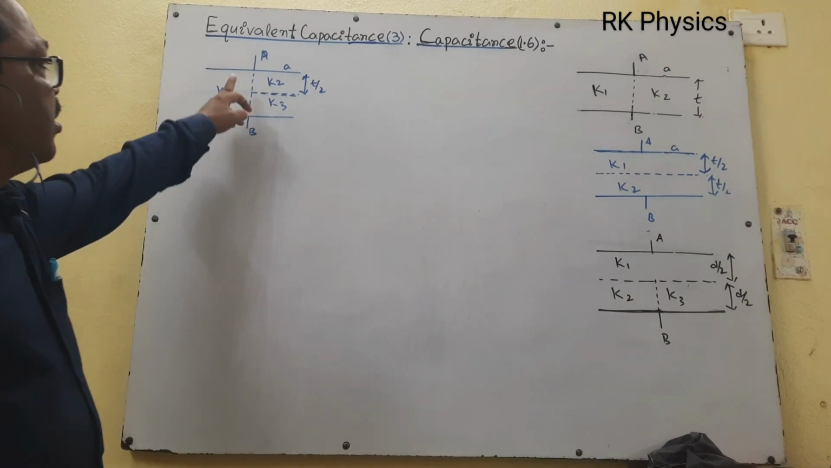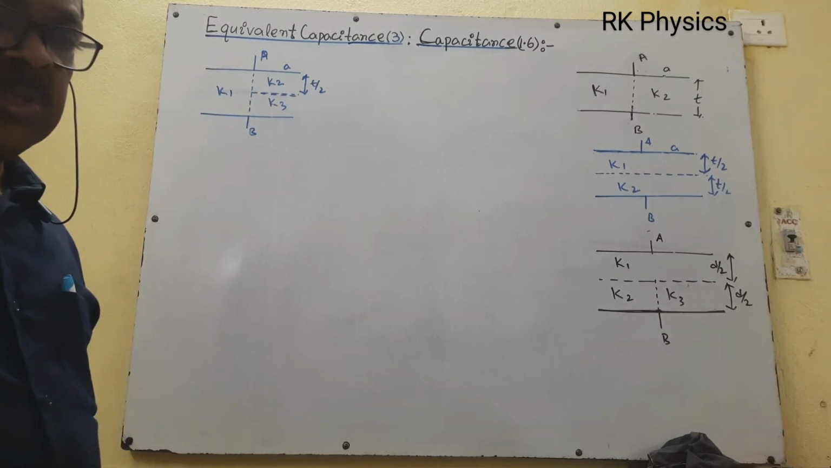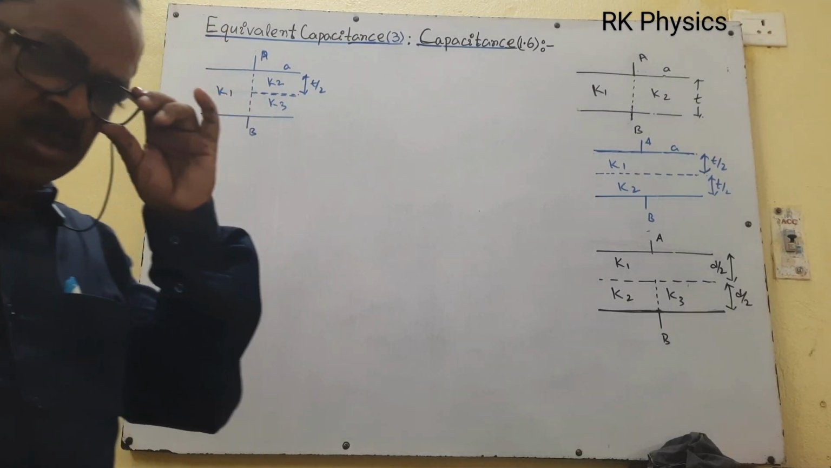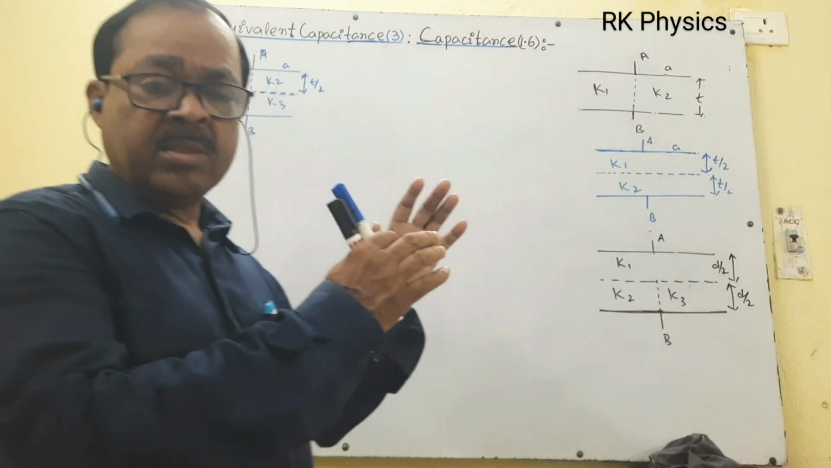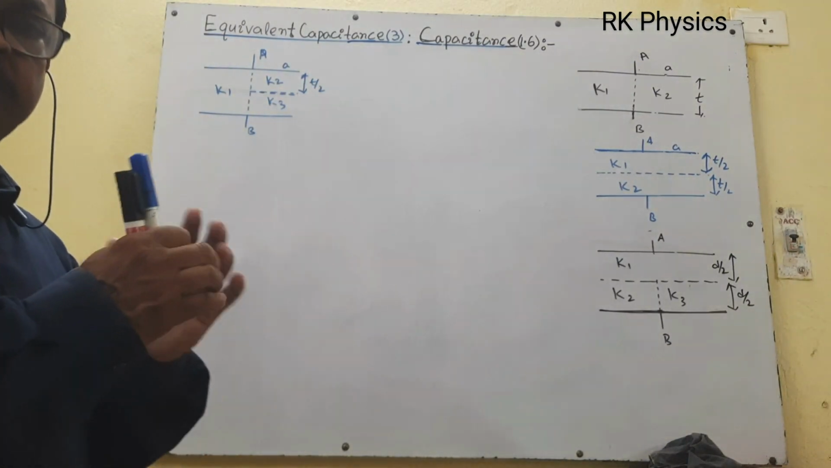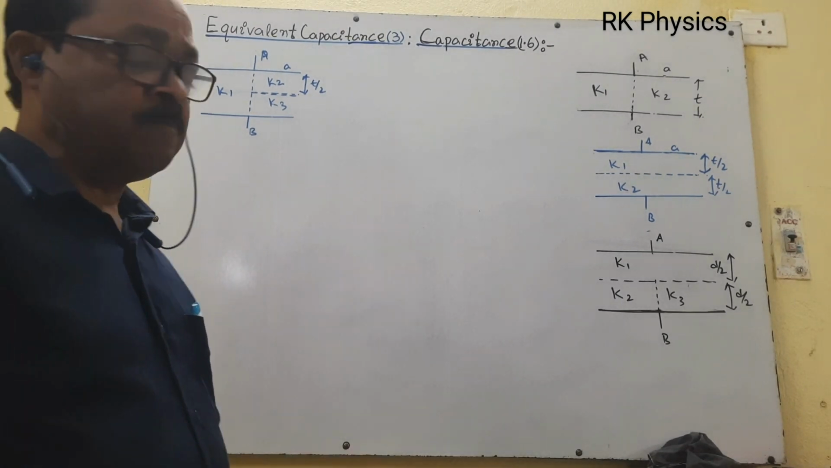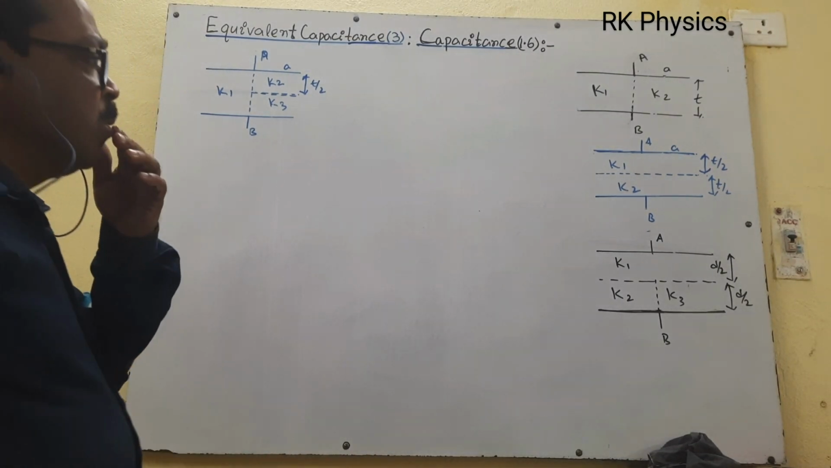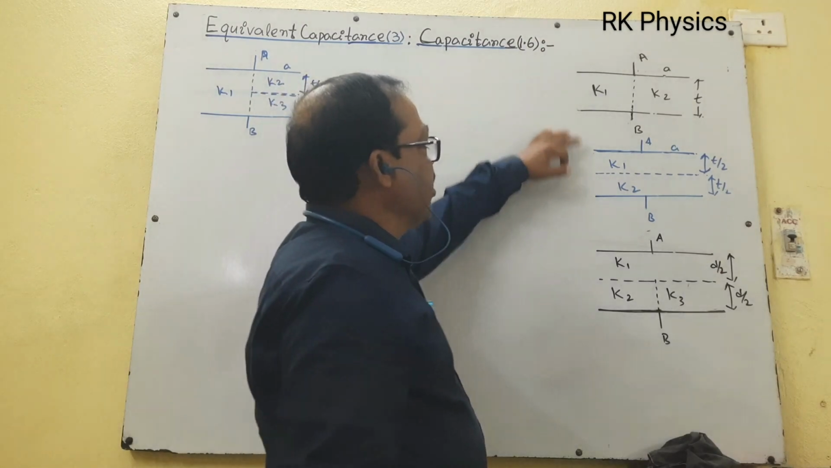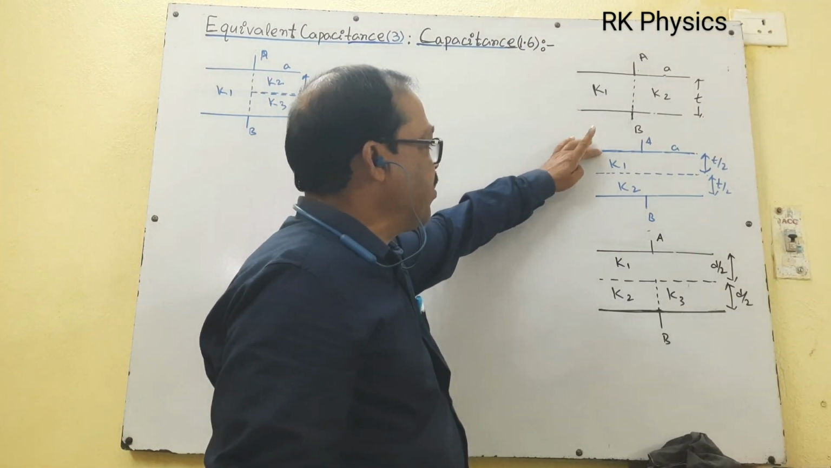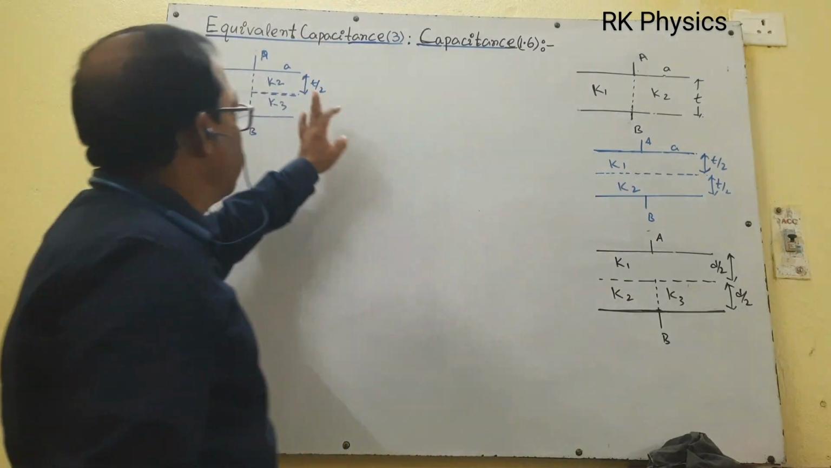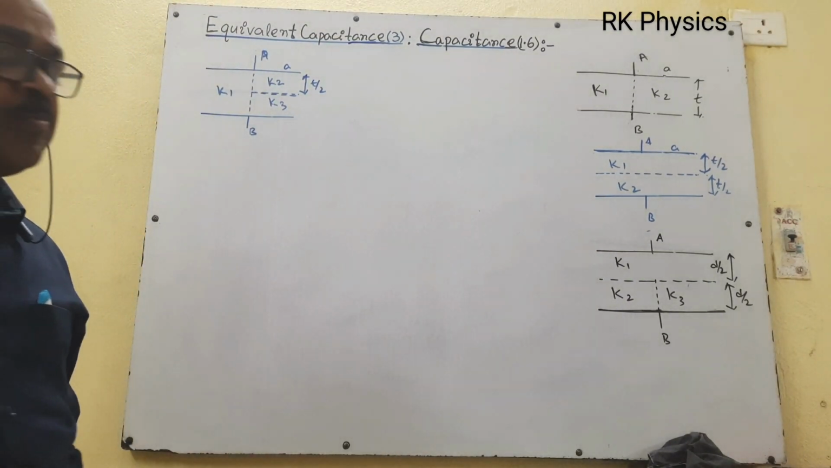Here, these are the two parallel plates. In between the parallel plates, different media having different thickness and different dielectric constants are there. You assume the thickness of the medium gap between the two plates is either t or t by 2.